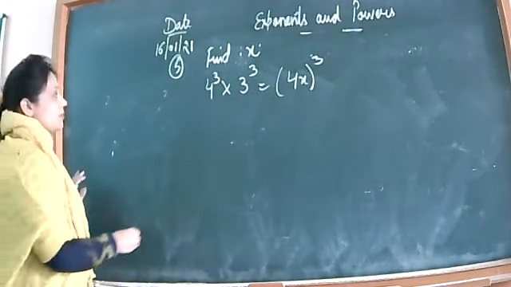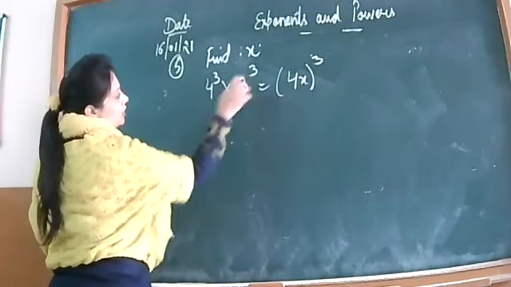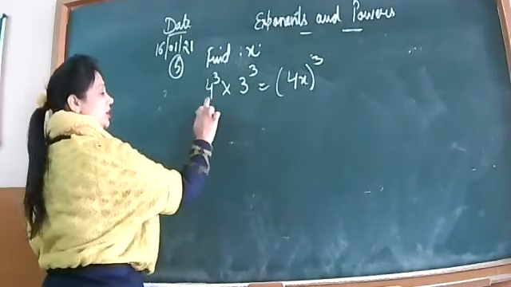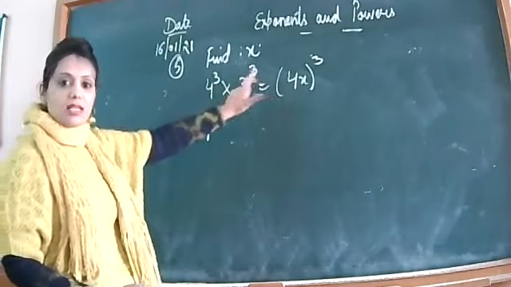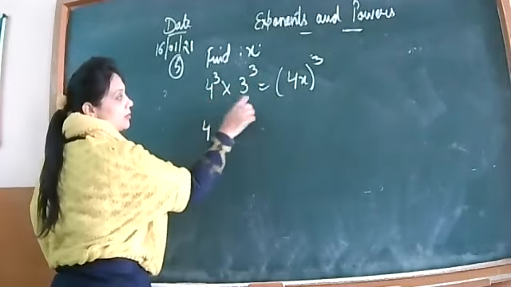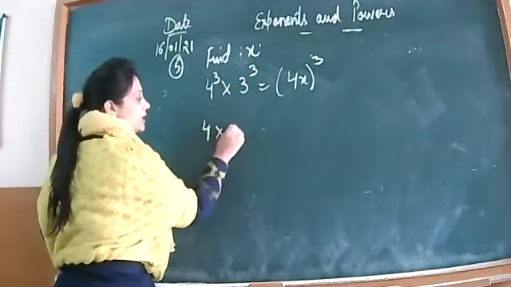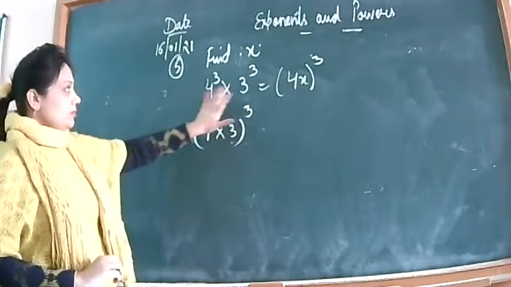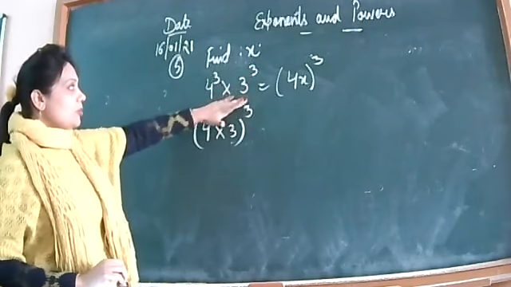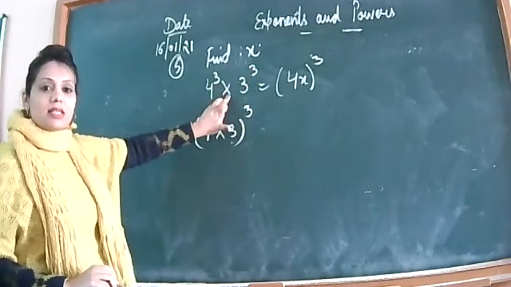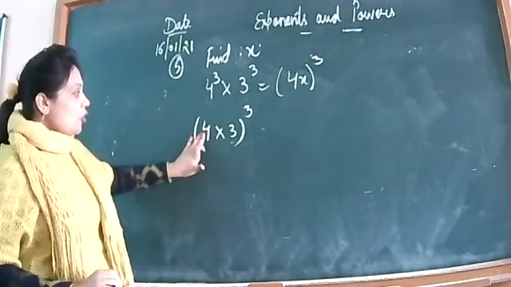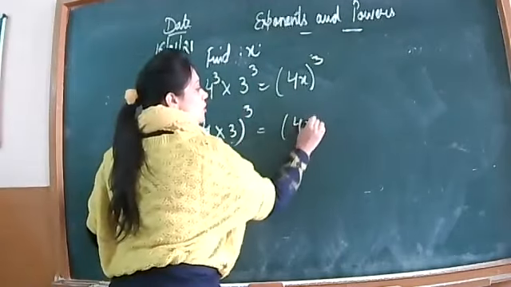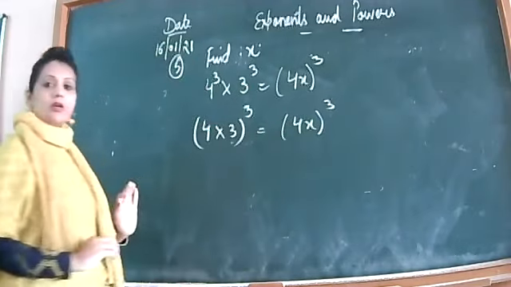Let us see 4 cube into 3 cube. If the bases are different and the powers are same, then what is that? The bases get multiplied, so we can write it as 4 into 3 whole power 3. Different bases, same power, so the bases get multiplied with each other. If there is a multiply sign, we can write 4 multiplied by 3 whole power 3 is equal to 4x cube.